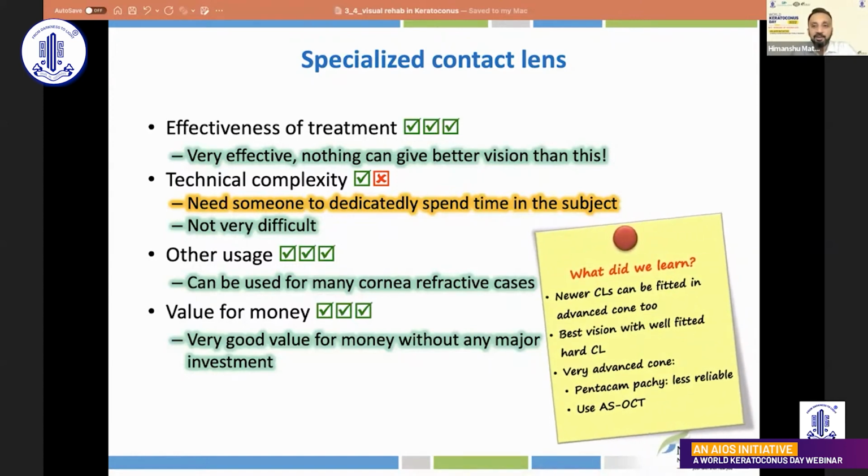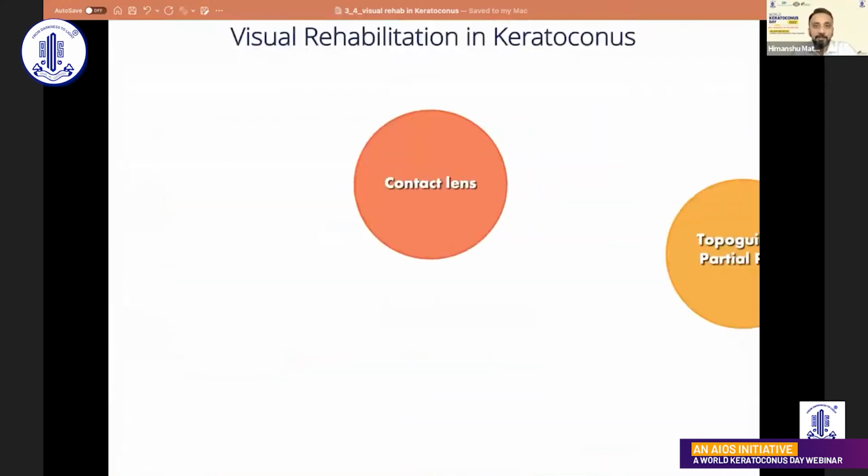So what do we learn from here? Newer contact lenses can be fitted in advanced cases of keratoconus also. The best visual rehabilitation can occur with a good fitting hard contact lens. And in very advanced cones, be aware that you may end up miscalculating corneal thickness based on only certain diagnostic procedures like Pentacam, and hence you might want to use anterior segment OCT there.